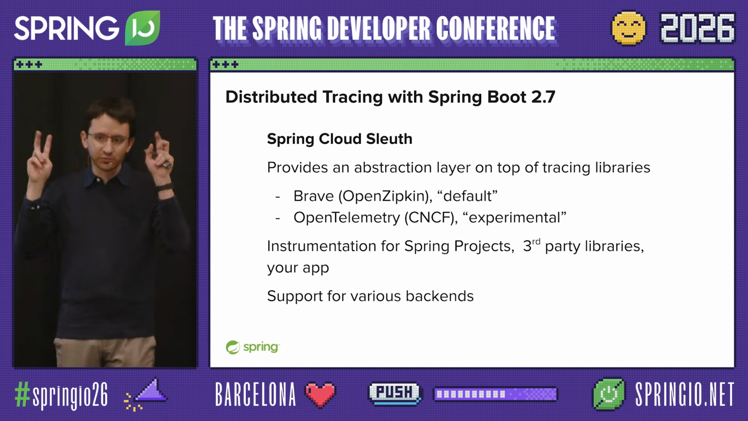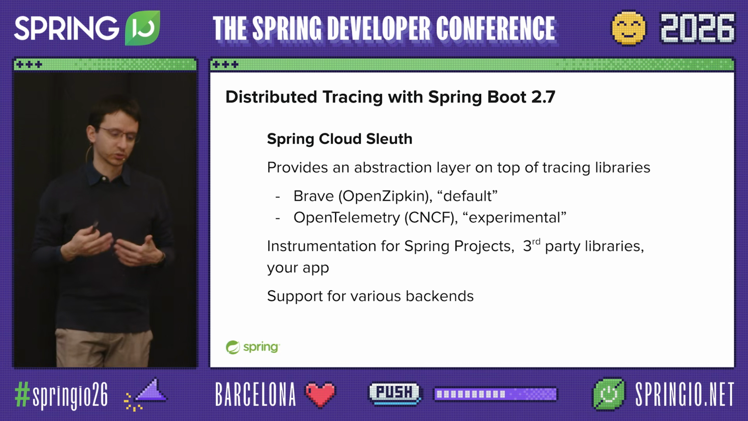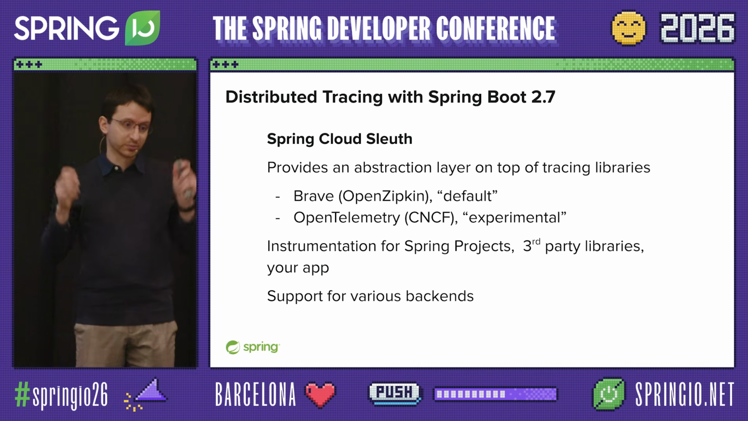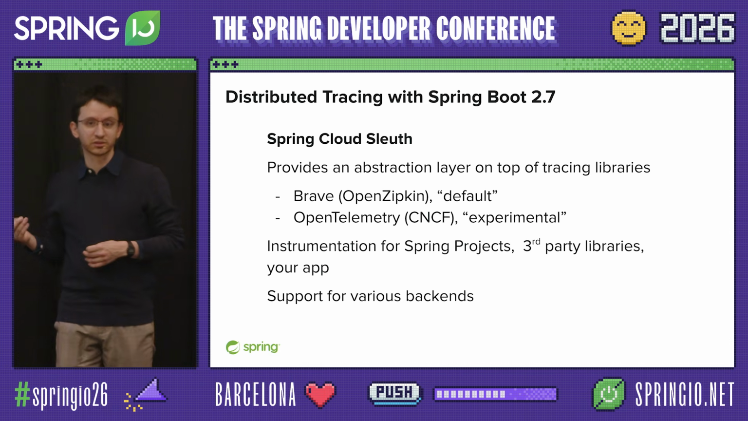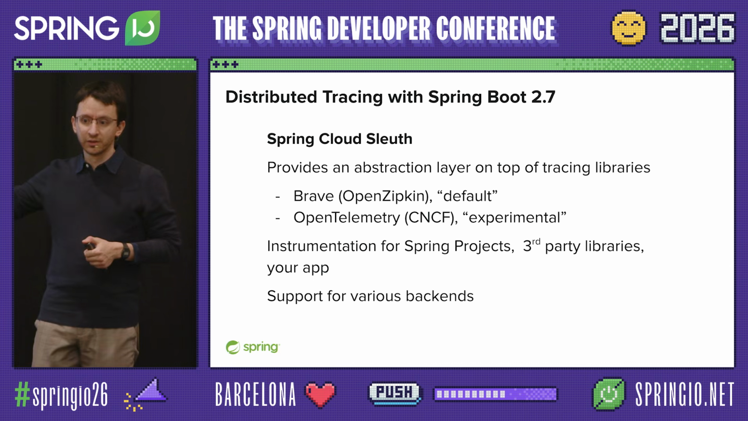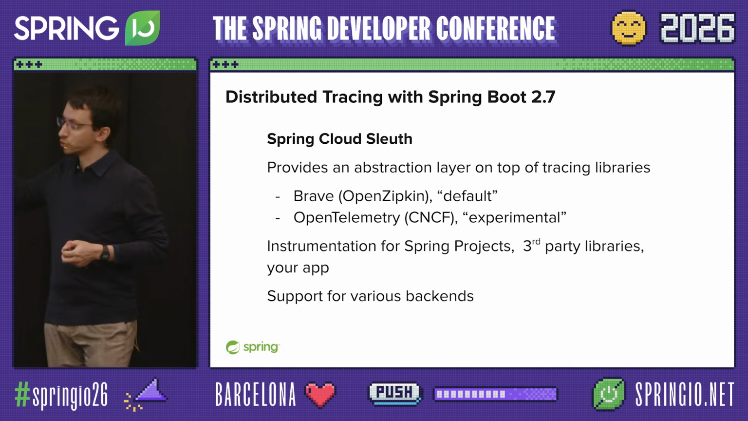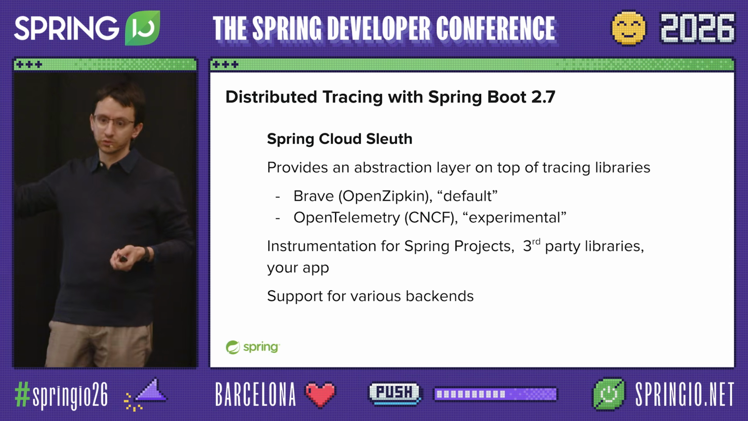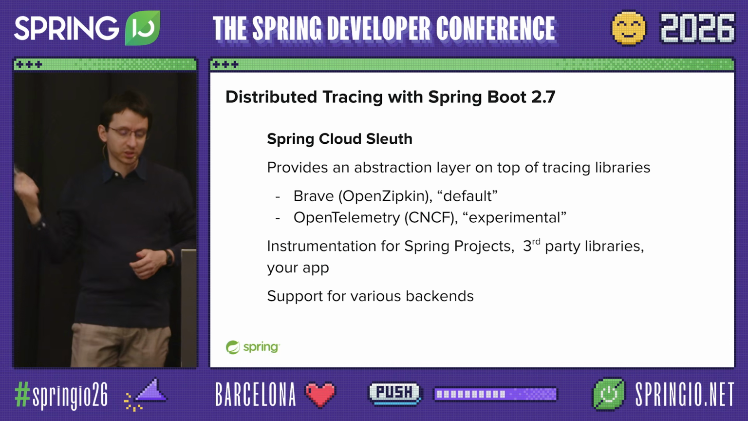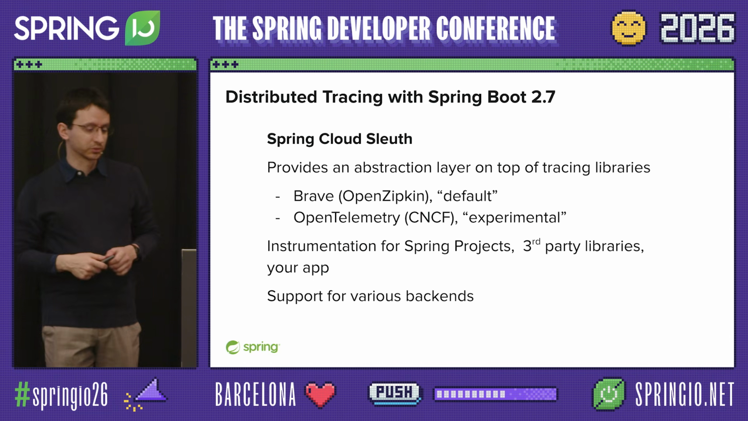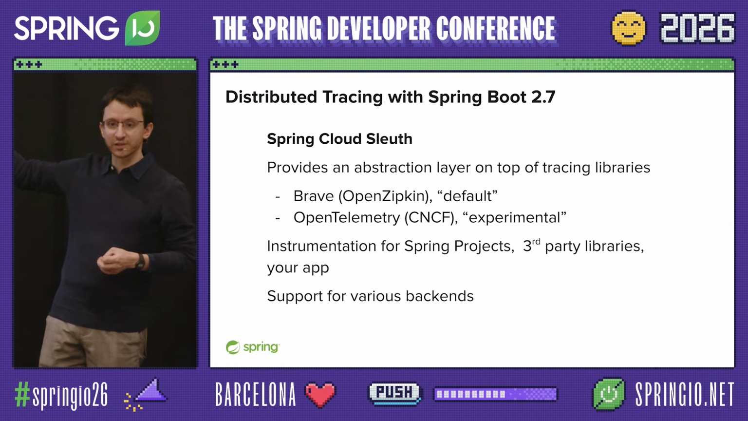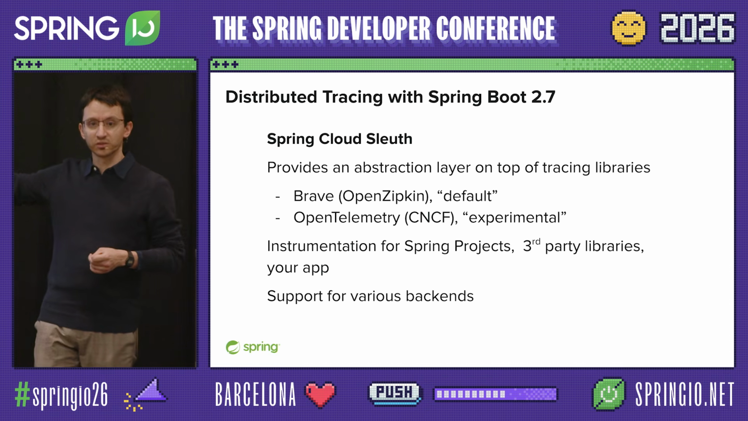Brave was kind of the default because it is a more mature project. OpenTelemetry is a little bit younger and more experimental. There are still parts of OpenTelemetry that are not stable yet, but these are heavily coded because there is no default. You need to choose one. You need to tell which one you want. So yeah, a lot of Spring projects were instrumented with Sleuth, and Sleuth supports various backends because these 2 tracing libraries also support various backends. Sleuth needs these tracing libraries to operate.